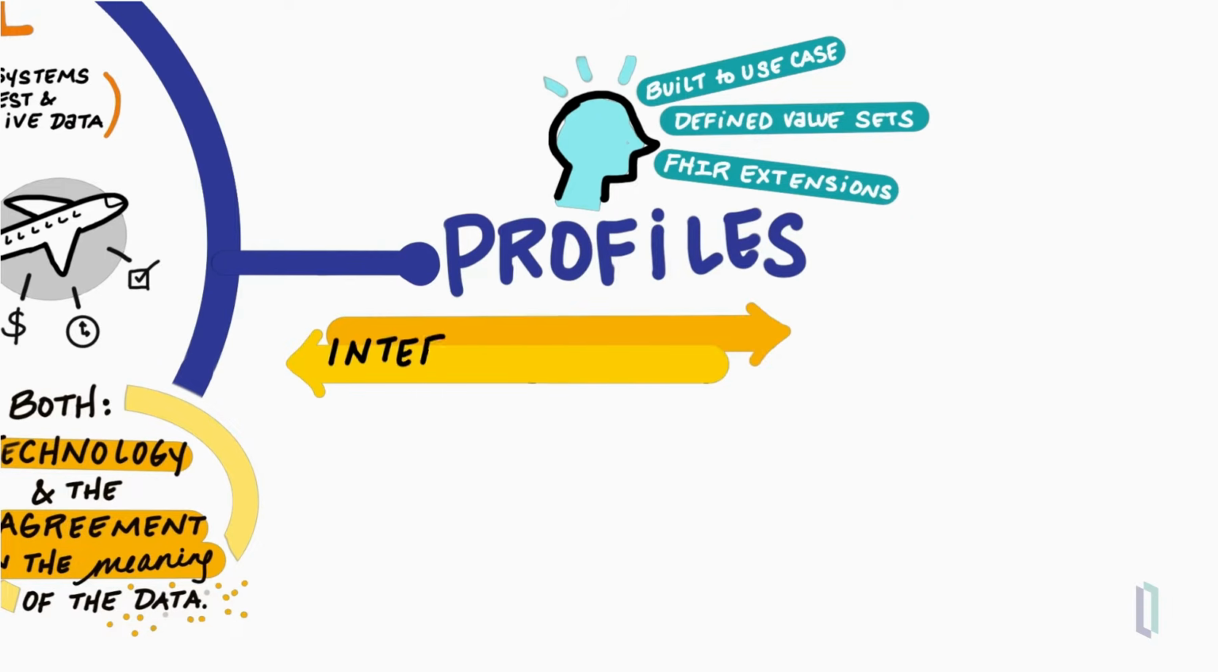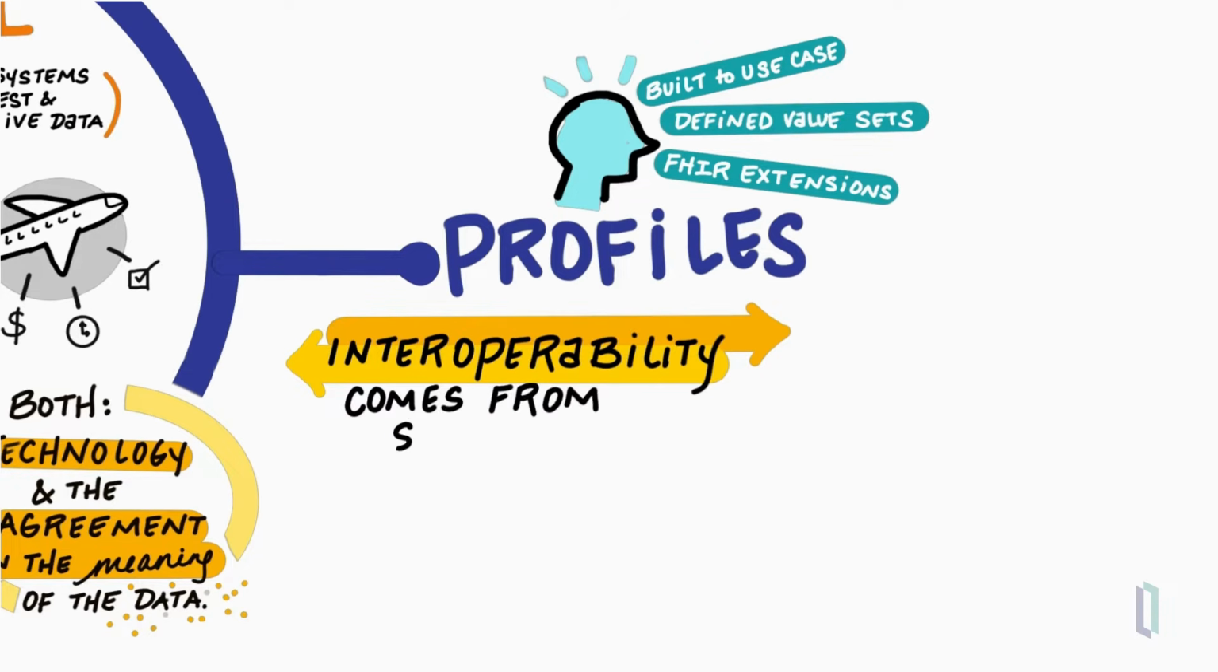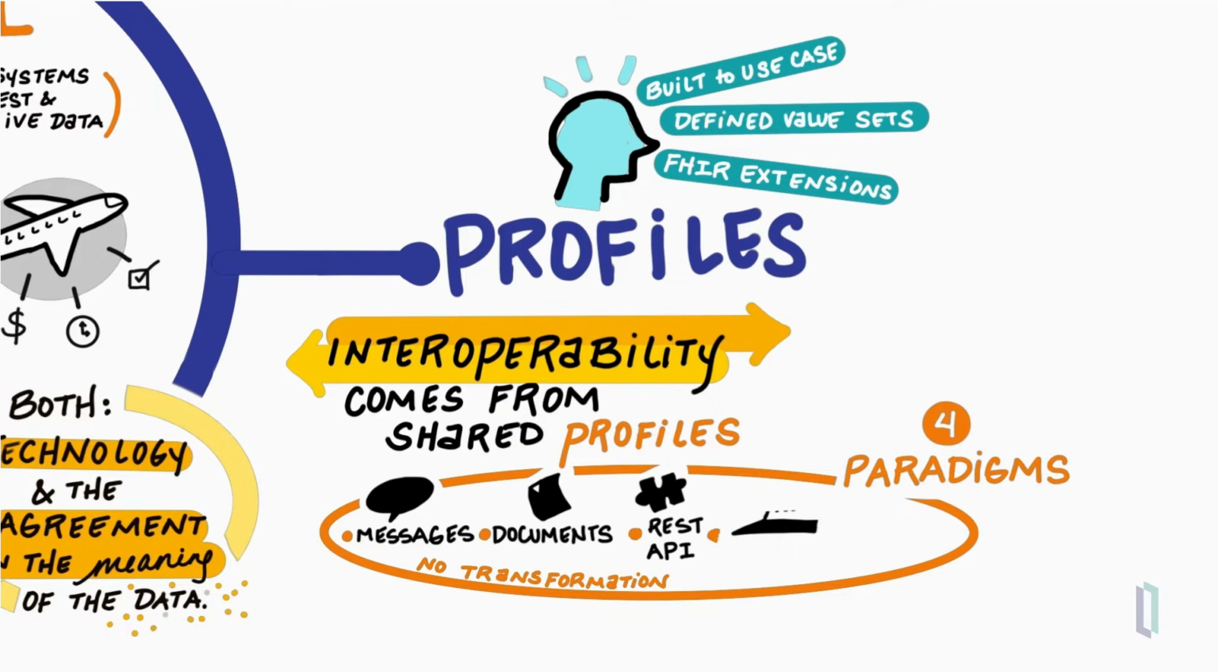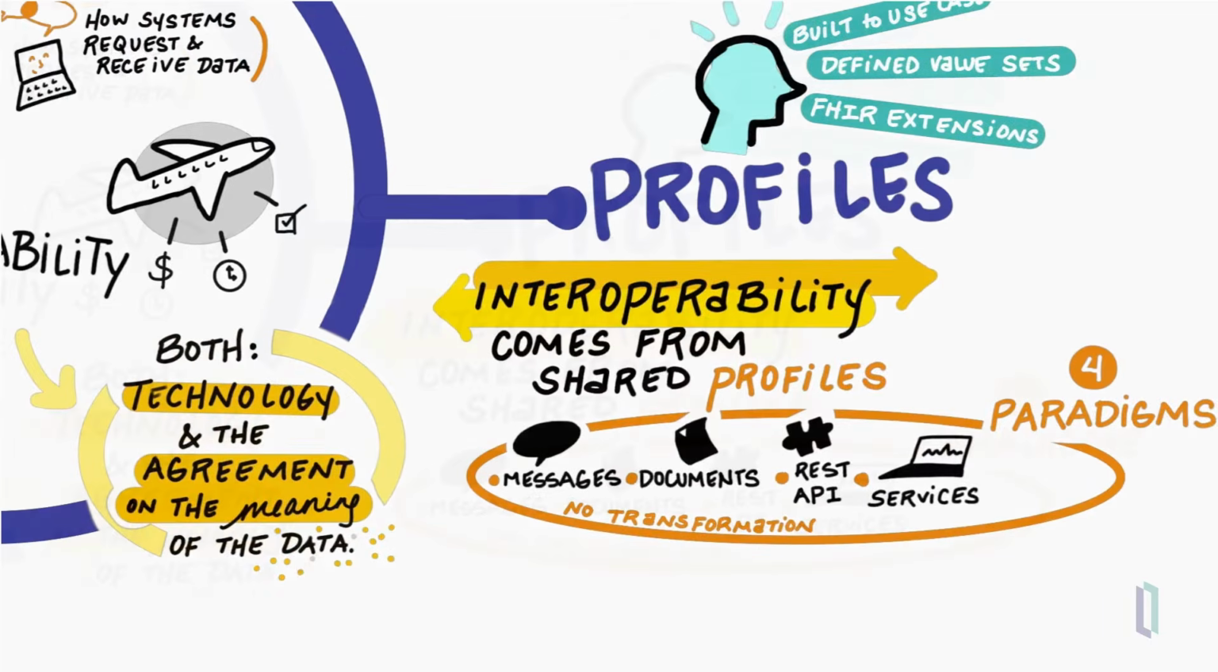And the interoperability in FHIR is not from using the base FHIR standard. Interoperability comes from systems using the same FHIR profile for a particular use case. So that profile defines the meaning of the data for that particular use case. What that means is that when you have expressed data according to a particular FHIR profile, you can exchange that data in different interoperability paradigms.